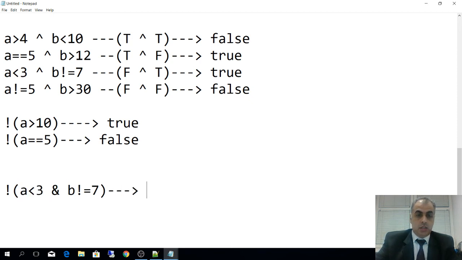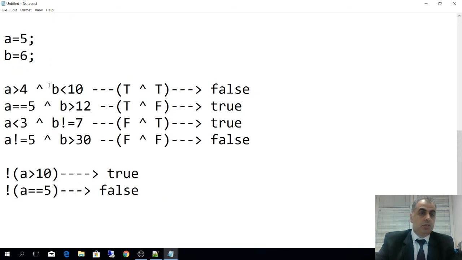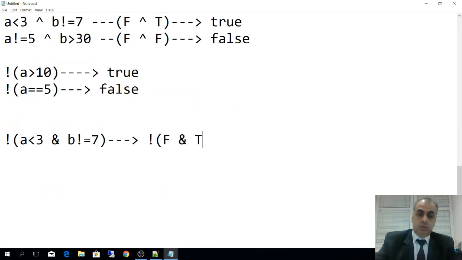Okay, let's do it like this. Not, open parenthesis, A is less than 3. Is it correct? A is 5, not less than 3. Then it is false. And in between we have the AND operator. B is not equal to 7. Is it true? Yes, it is true. False and true. And the next step, what's happening? False and true is false, not false. This is the next step. And as a result it is true. So as you see, the result of this query is true.